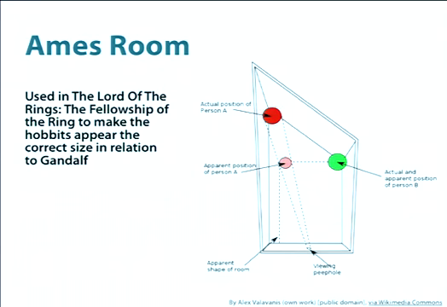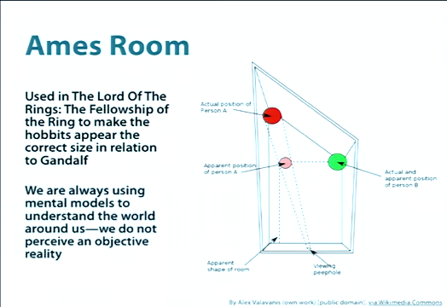The point behind this, why I bring this up, is that this is an example of our brains using models to understand the world around us. We're not actually perceiving an objective reality. We're using a mental model of what a room looks like, and we're perceiving through that model. Even though it's completely illogical, it makes no sense, our brains still see it as one person being much larger than the other. So there is no objective reality. We're always using mental models, whether we realize it or not. We're always using models.